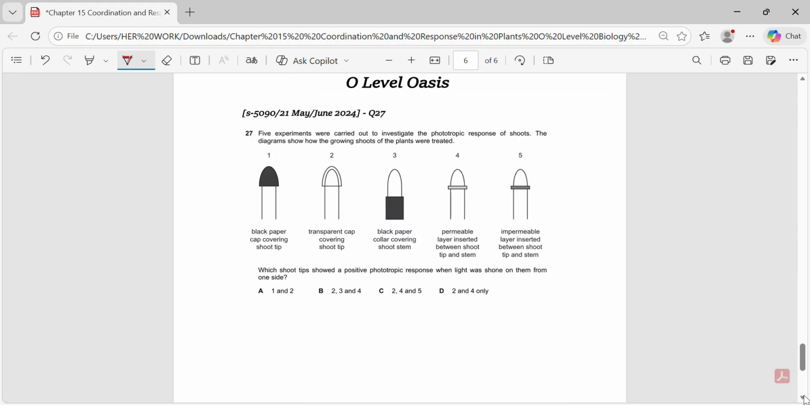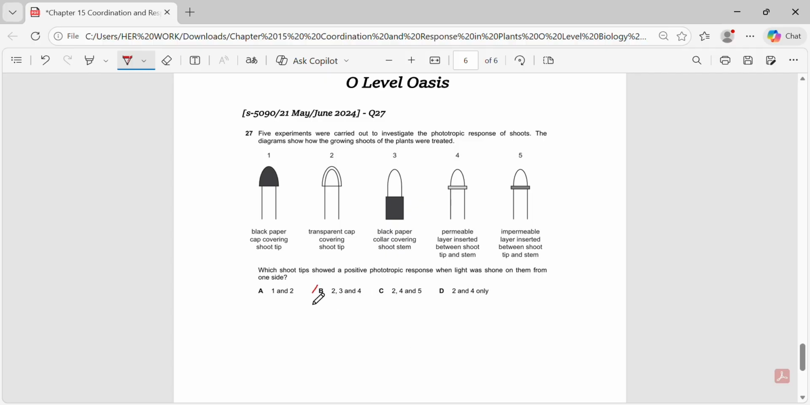At last, this question says that 5 experiments were carried out to investigate the phototropic response of shoots. The diagrams show how the growing shoots of the plants were treated. The treatments included a black paper cap covering the shoot tip, a transparent cap covering the shoot tip, a black paper collar covering the shoot stem, a permeable layer inserted between the shoot tip and stem, and an impermeable layer inserted between the shoot tip and stem.